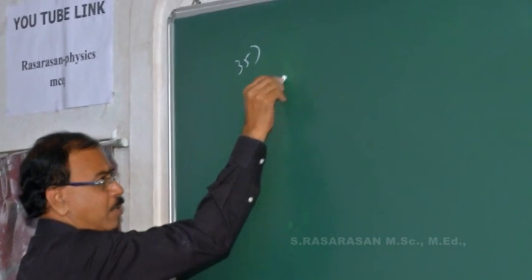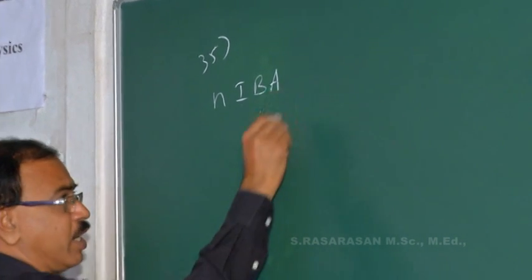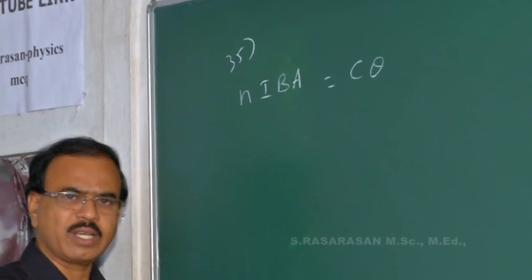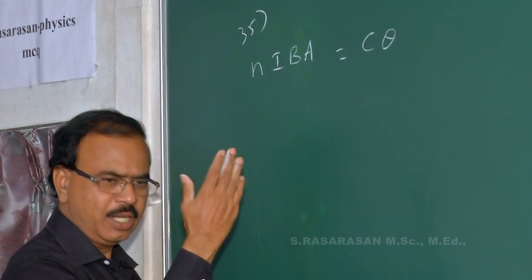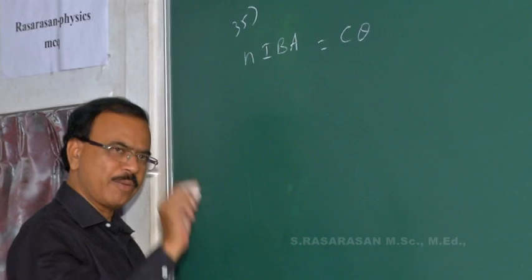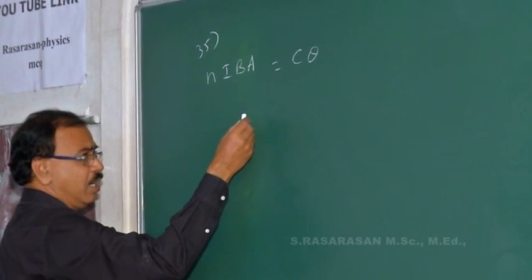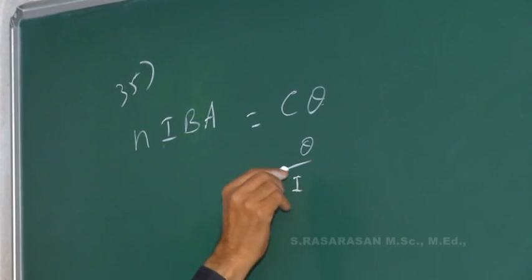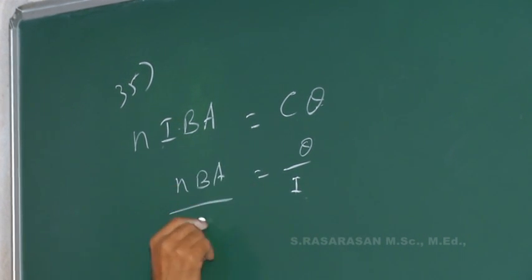Deflecting torque is NIBA. The phosphor bronze wire provides a restoring torque C theta. This is the theory involved in the moving coil galvanometer. When these two are equal, the deflected coil is in equilibrium, so you can note the deflection theta, and thereby the current can be measured. The deflection produced by current is theta by I, which is nothing but NBA by C.